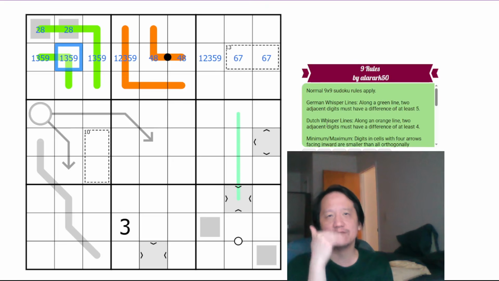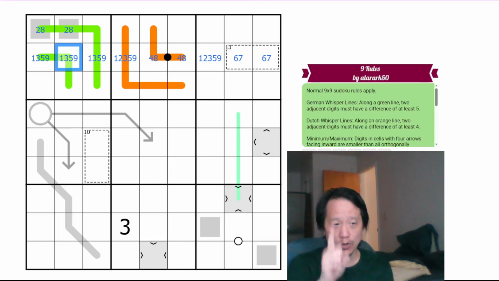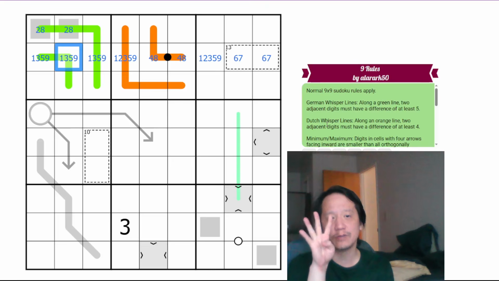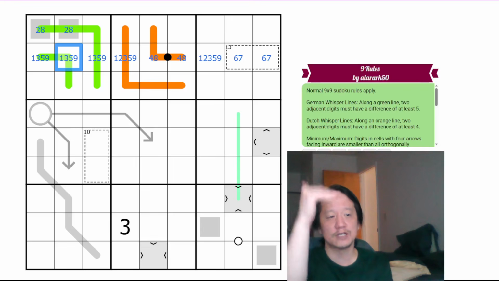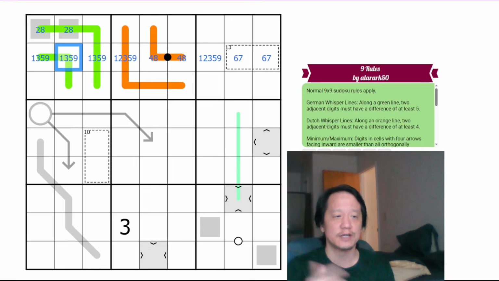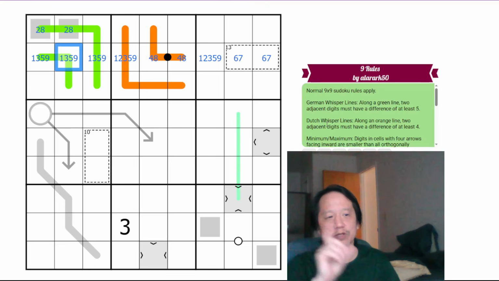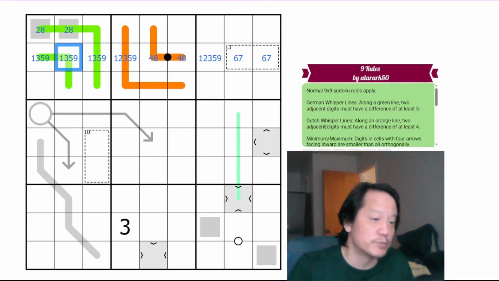Well, what happens if we look at the high digits? What digits can be next to that? 6 can be next to 1, 7 can be next to 1 or 2, 8 can be next to 1 through 3, and 9 can be next to 1 through 4, all of which are low digits. So next to a high digit has to be a low digit. That's why you always know we alternate between low and high digits on a Whisper 5 line.